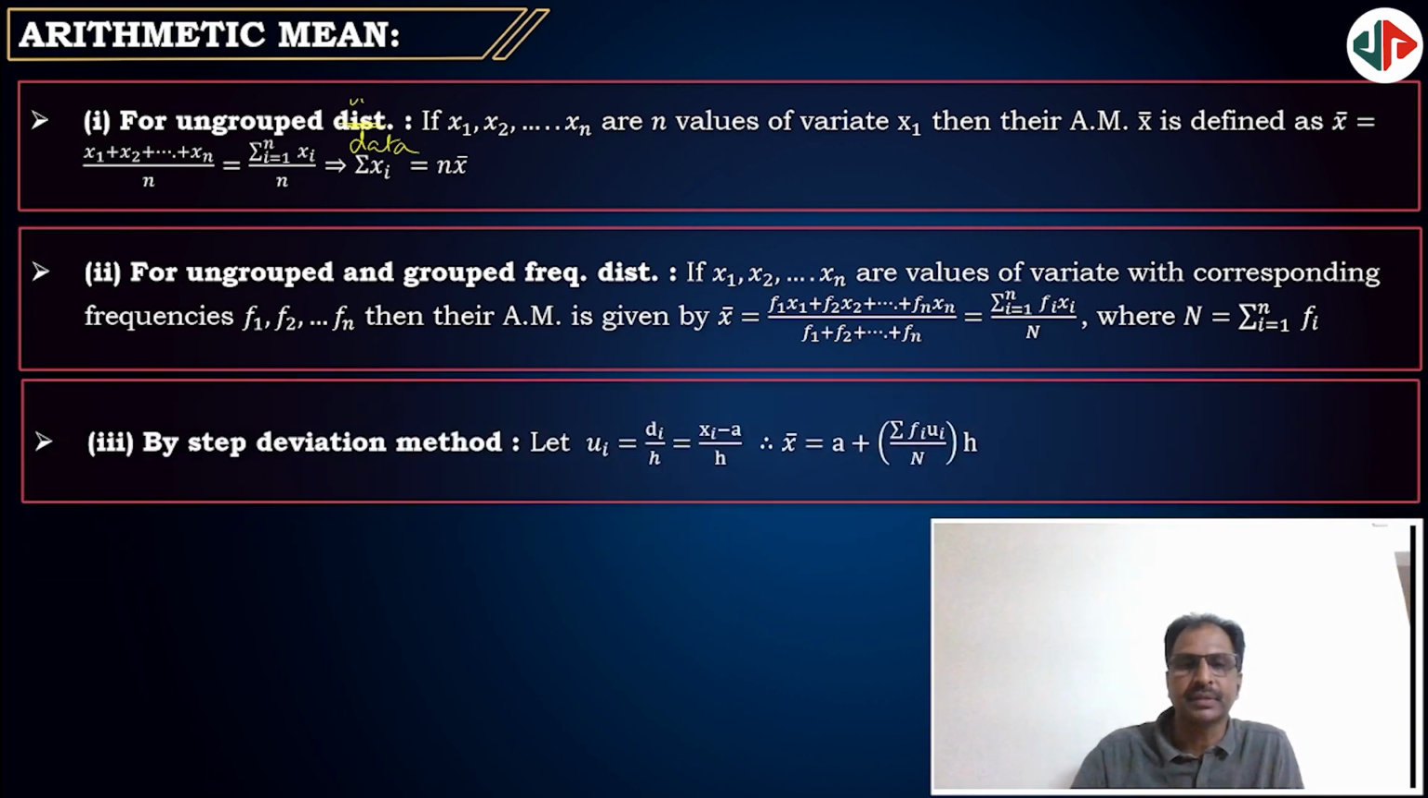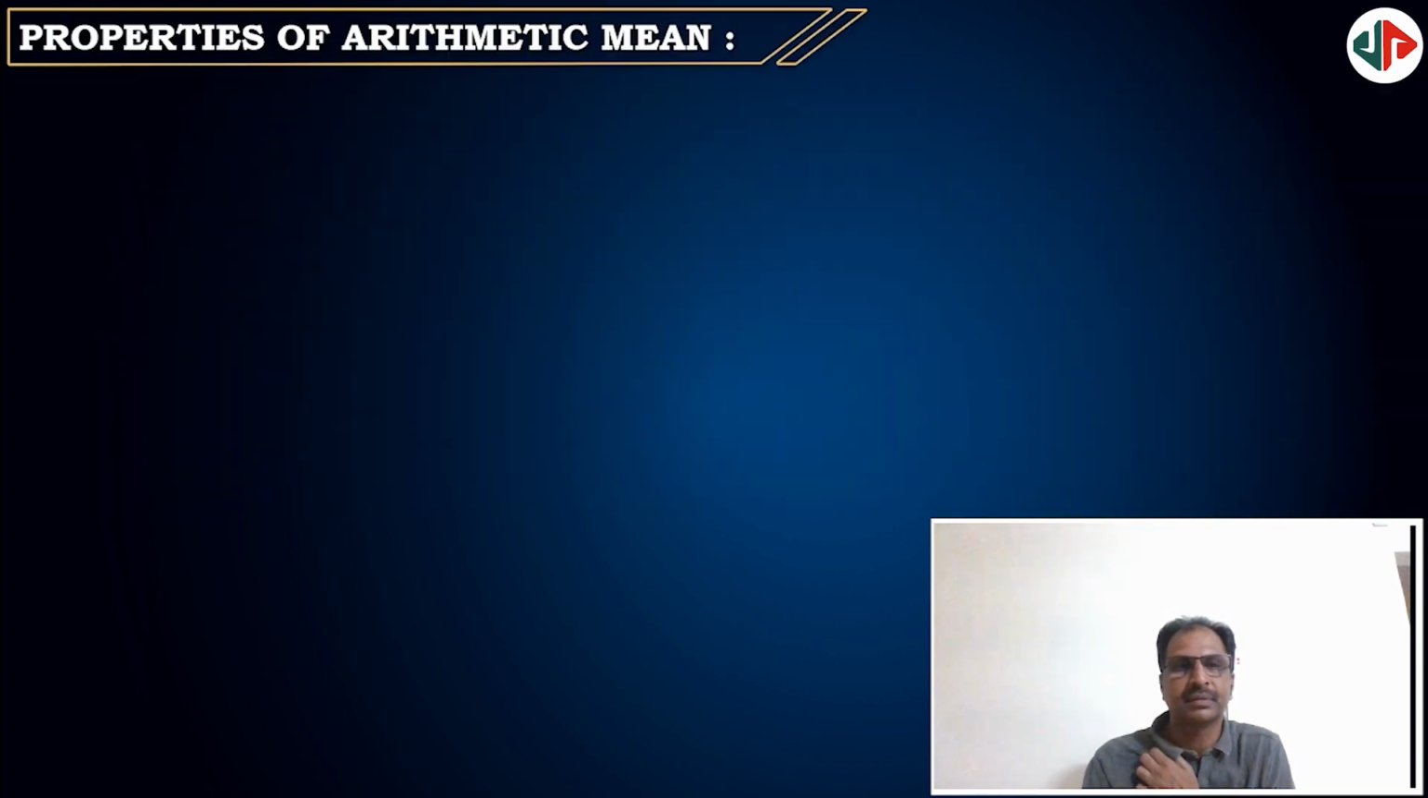Step deviation method. According to step deviation method, the arithmetic mean X bar is given by this formula: A plus sigma Fi Ui by n into H, where Ui is equal to Di by H, Di means Xi minus A, by H. This is known as step deviation method.